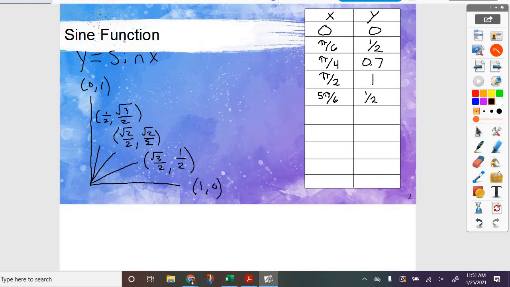So next up, we would have pi. What would we get for pi? Basically, it's going to be the opposite of our 0. 1 and negative 1. It's going to be 0, right? Because it would be the point negative 1, 0. But remember that our sine value is our y value, and our y value is still 0. So we still get that.